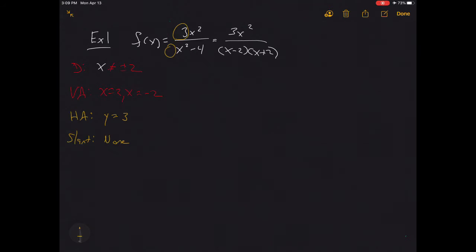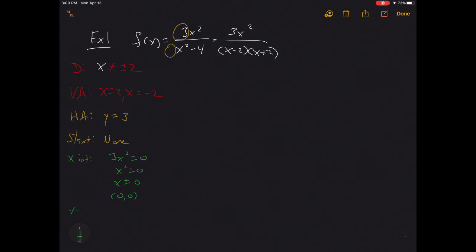The x-intercept is what you get when you set the numerator equal to 0. So let's set that numerator equal to 0 and solve for that. If you divide both sides by 3, you get that x squared equals 0. If you take the square root of both sides, you simply get that x equals 0. There is no such thing as plus or minus 0, so we don't have to worry about that. It's just x equals 0. So if x equals 0, we get the point (0, 0), because y is always 0 for the x-intercept.